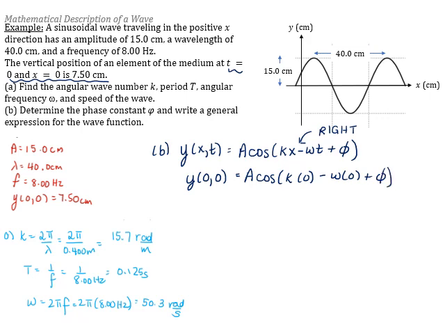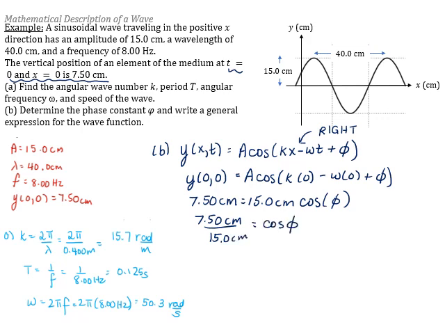Let's simplify now. Our y value is 7.50 centimeters. Amplitude is 15 centimeters. 15 centimeters times cosine of k times 0, 0, omega times 0, 0. So we're left with cosine phi. Divide both sides by 15 centimeters. Now we'll take the inverse cosine of both sides to get that phi.